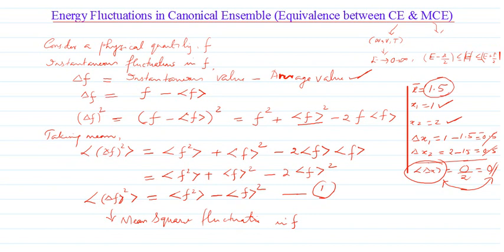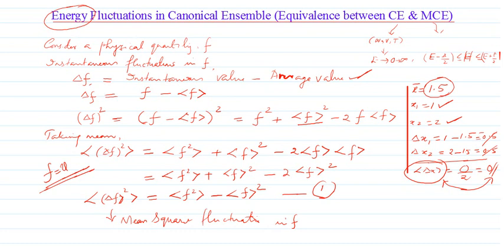Let's see how to proceed. So for that, we first need the average energy of the system, right? So in canonical ensemble, let's first write down: in canonical ensemble, the average energy of the system is regarded as the internal energy of the system in canonical ensemble.